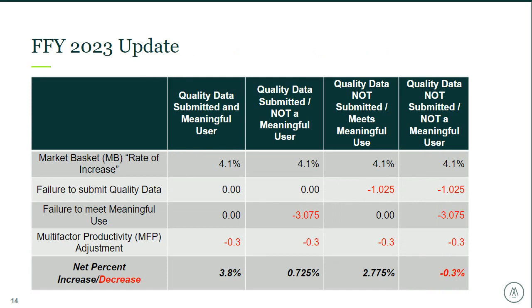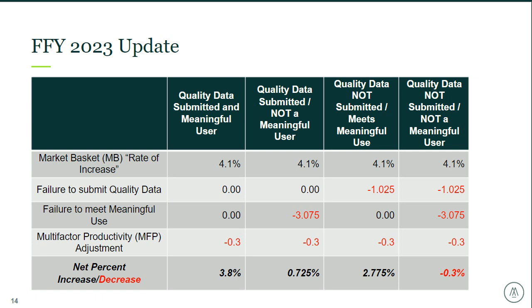This slide covers how the market basket increase is applied among the hospitals that submit quality data and are designated meaningful users, or one or the other or neither. So you can see that if a hospital is adhering to everything, then the increase here is 3.8%. What this slide taken from the rule doesn't add on is the 0.5 legislative increase. And so once you add that, you'll get to the 4.3, and that applies along the way.